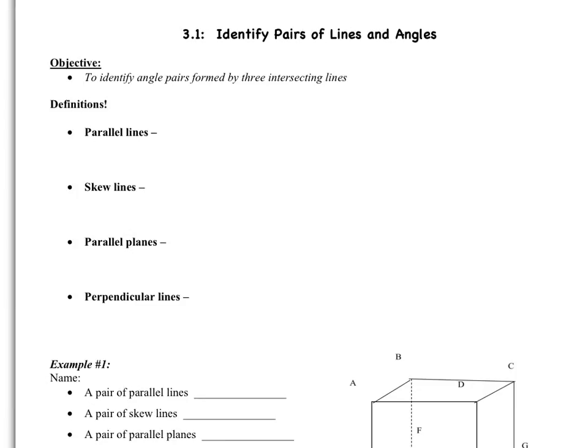Welcome to your first video of Chapter 3. Today is Section 1, which is Identify Pairs of Lines and Angles. You should be on pages 5 and 6 in your packet. Today's objective is to identify angle pairs formed by three intersecting lines.